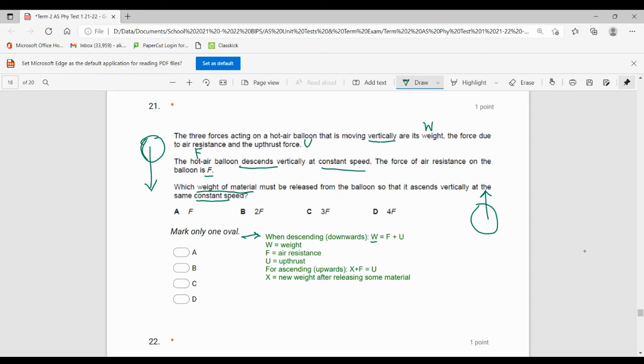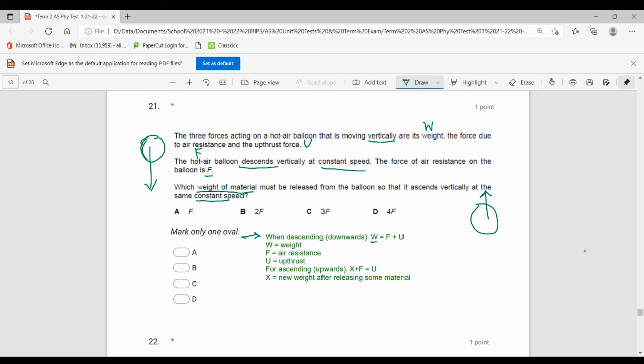So now we have a new downward force, and we are going to use symbol X for the new downward weight, which is lesser than W for sure. So now the equation will be total downward force, which is the new weight, plus air resistance. Why is the air resistance being added here? Because air resistance always opposes the direction of motion. So since the hot air balloon is moving up, the air resistance will be acting down. So total downward force is equal to total upward force, which is just the upthrust.